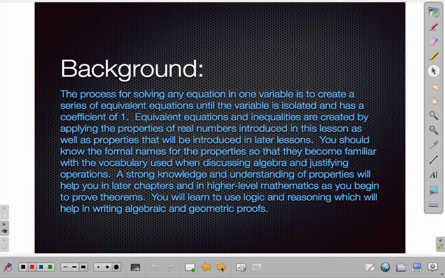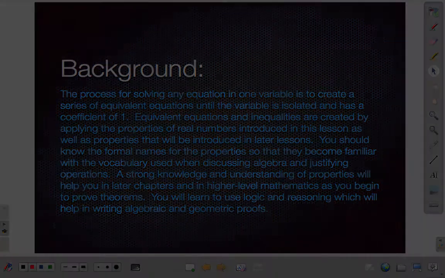You should know the formal names of the properties so that you become familiar with the vocabulary used when discussing algebra and justifying operations. A strong knowledge and understanding of properties will help you in later chapters and in higher level mathematics as you begin to prove theorems. You will learn to use logic and reasoning, which will help in writing algebraic and geometric proofs.